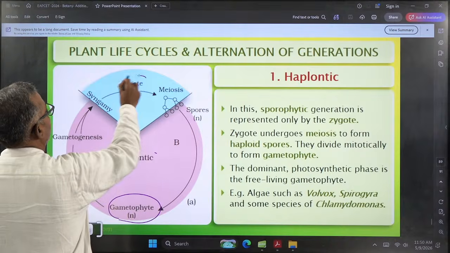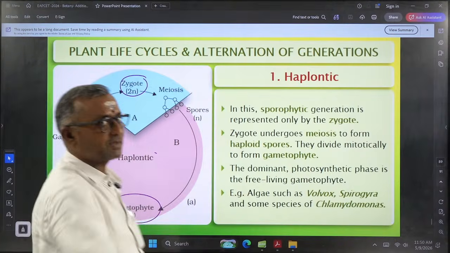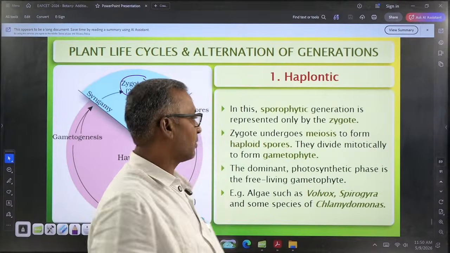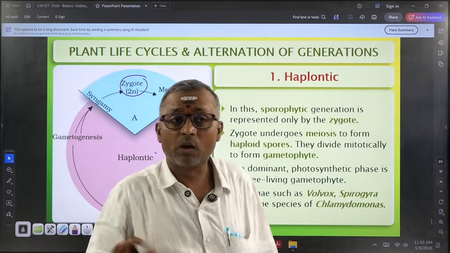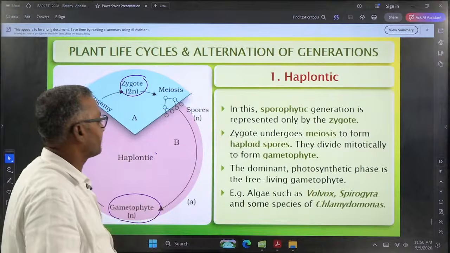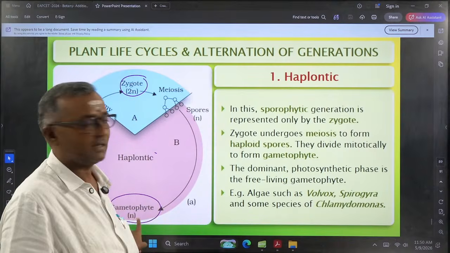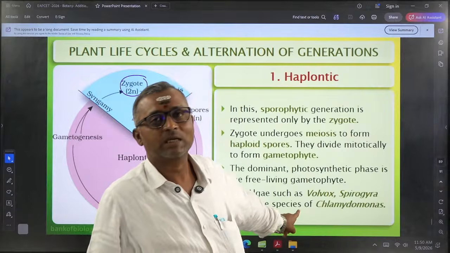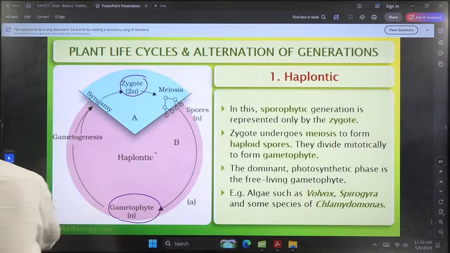And the sporophytic stage is represented only by a single-celled zygote. This kind of life cycle is called haplontic life cycle, and we have examples like Spirogyra, Volvox, etc.